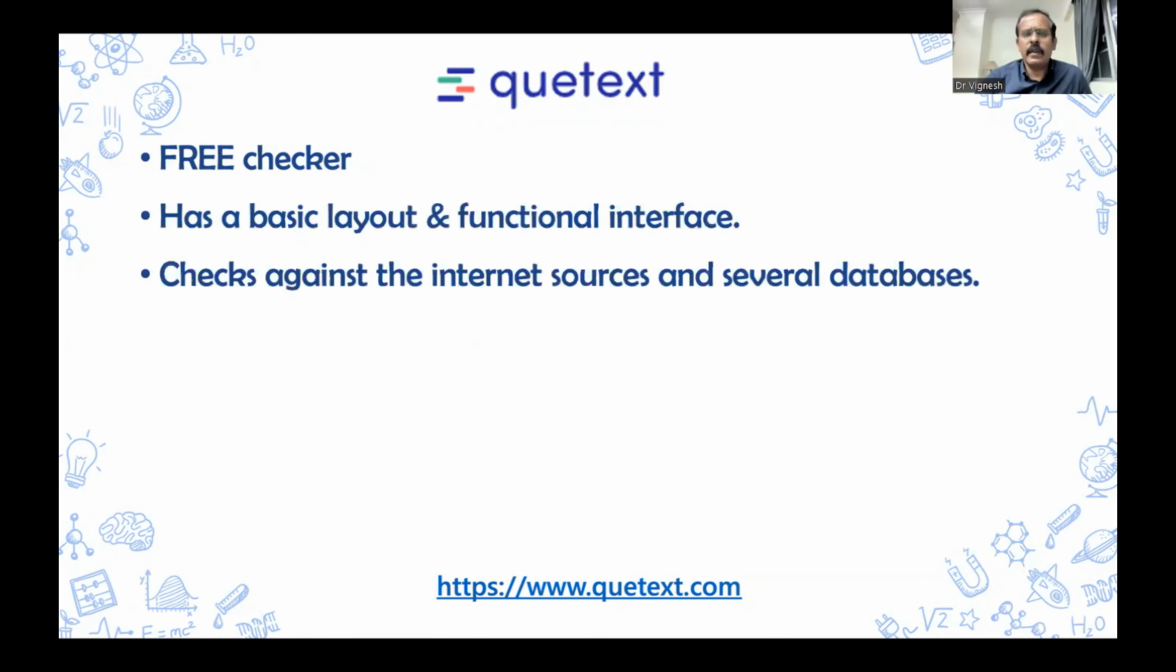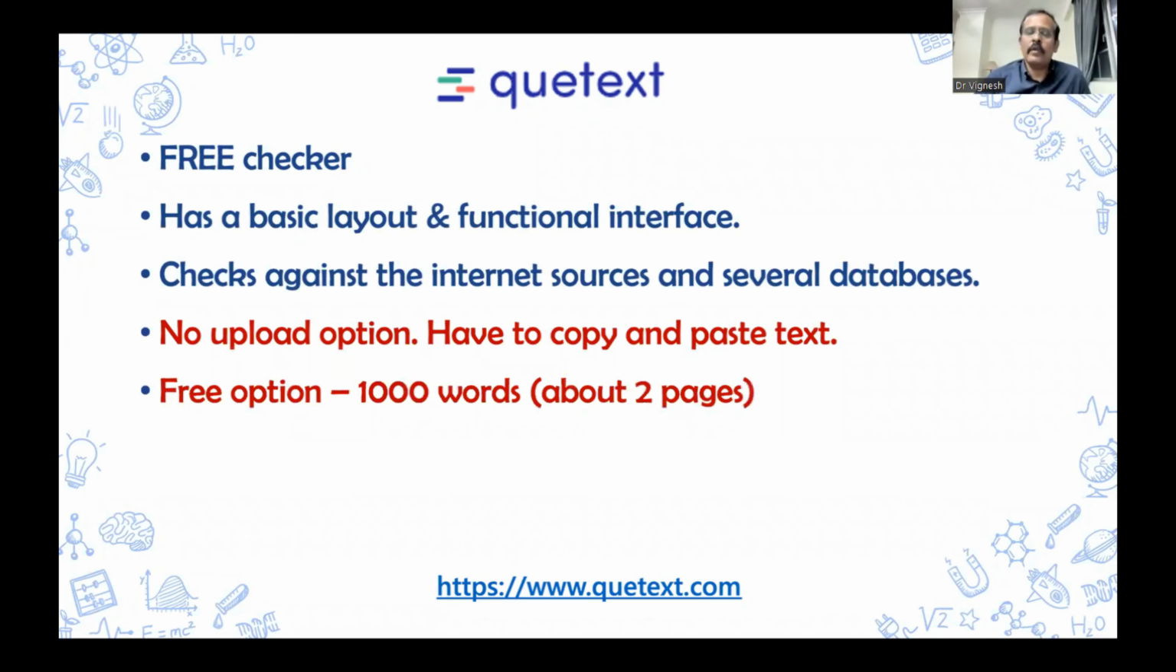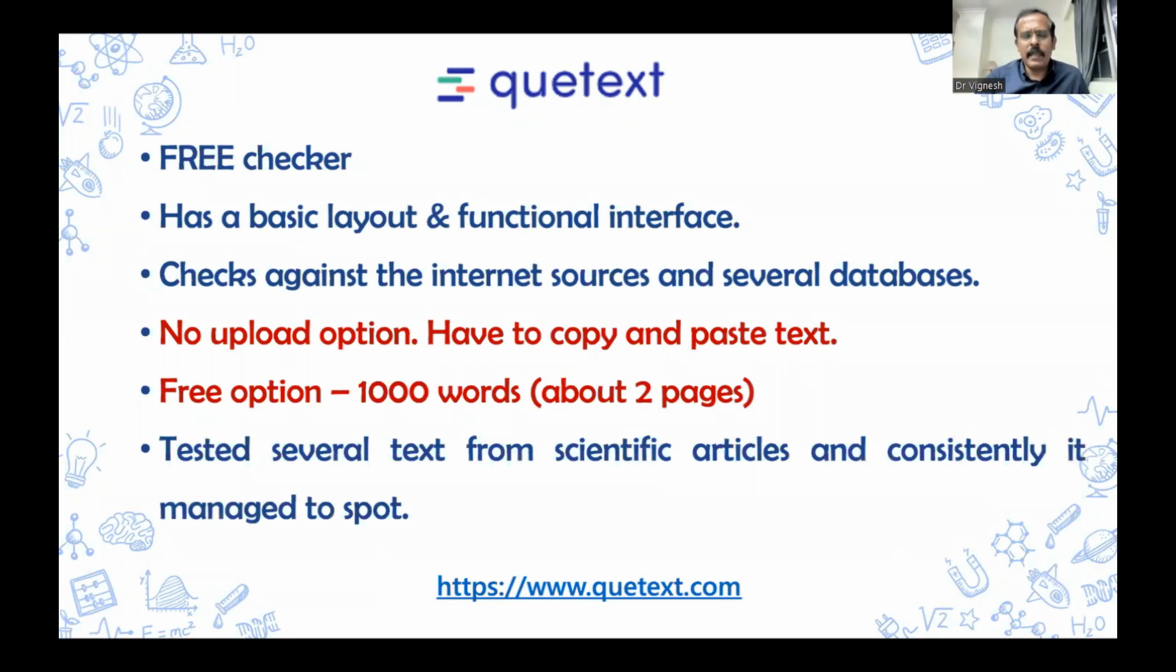So this one can be used by those who don't have access to Turnitin. This QText is an online free plagiarism checker. It has a very basic kind of layout. You only have to copy and paste text. You have to paste 1,000 words first, because it accepts only 1,000 words at a time for free. It's not as good as Turnitin, but functional. If you want to do a quick plagiarism check, you can go to qtext.com.